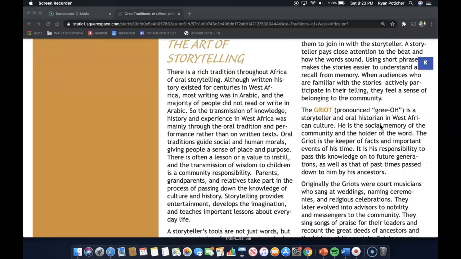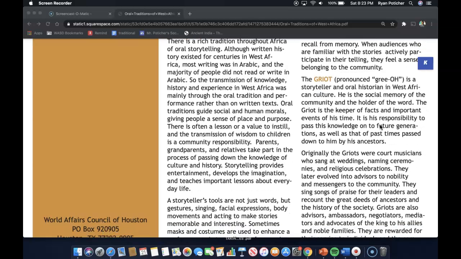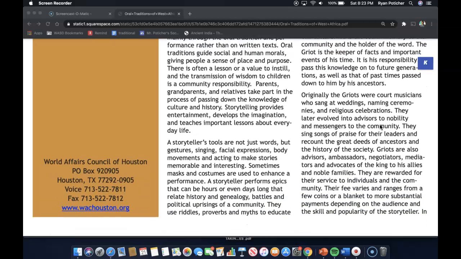When audiences who are familiar with the stories actively participate in their telling, they feel a sense of belonging to the community. The griot is a storyteller and oral historian in West African culture. He is the social memory of the community and the holder of the word. The griot is the keeper of facts and important events of his time. It is his responsibility to pass this knowledge on to future generations, as well as that of past times passed down to him by his ancestors.